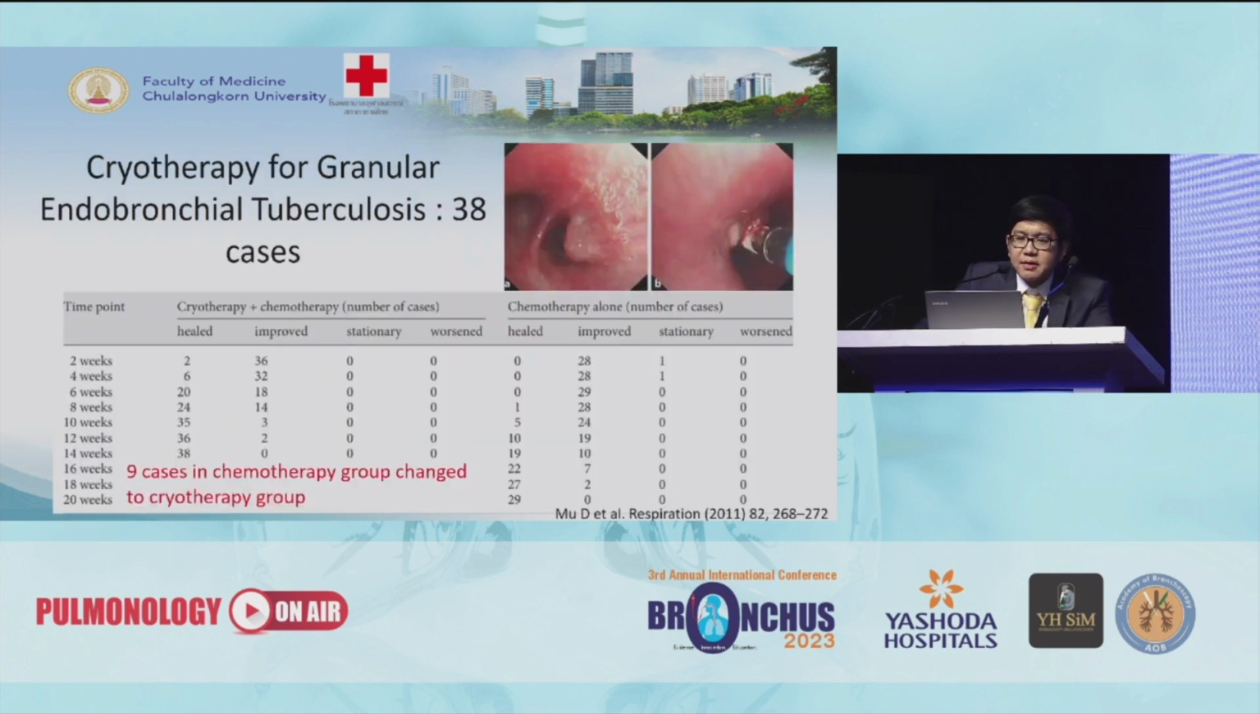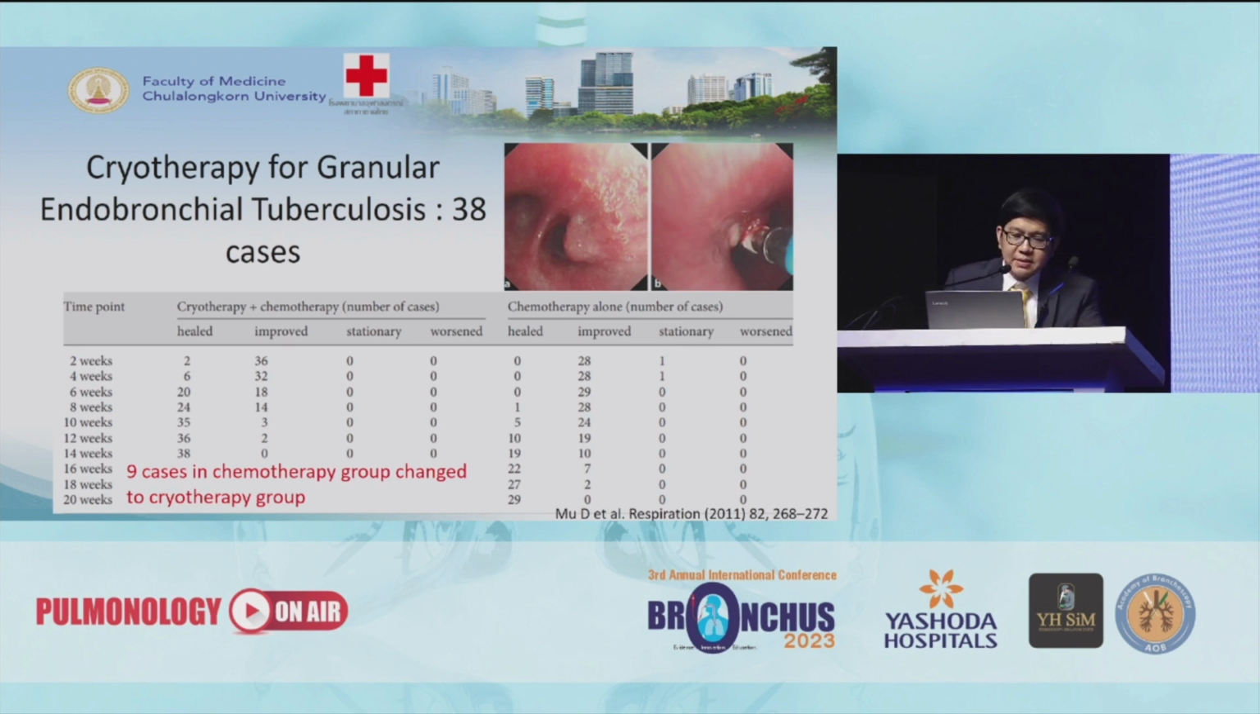In terms of cryotherapy, there is evidence to treat granular type endobronchial tuberculosis, and this is a study in China, an analysis of 38 cases. They used a 2.8 millimeter cryoprobe with a 1 minute freezing time to abrade all the granular endobronchial tuberculosis. They repeated the procedure every 2 weeks until the granular endobronchial tuberculosis resolved.